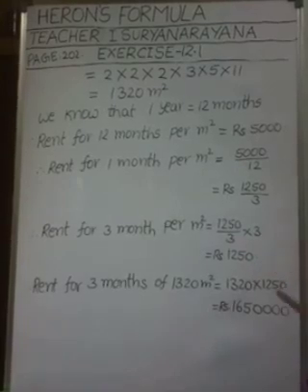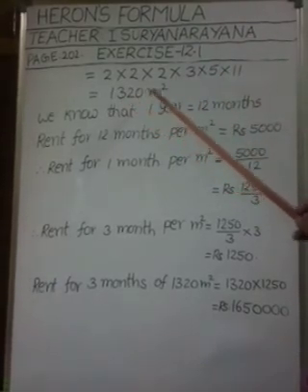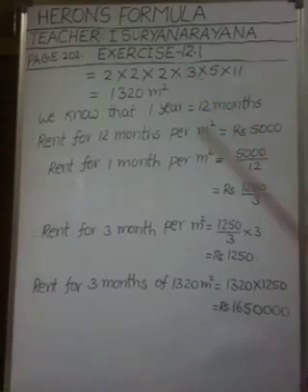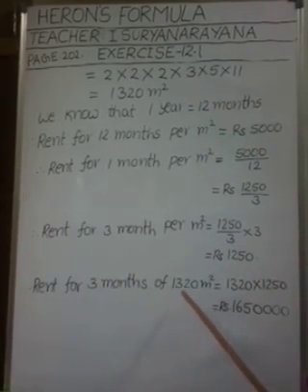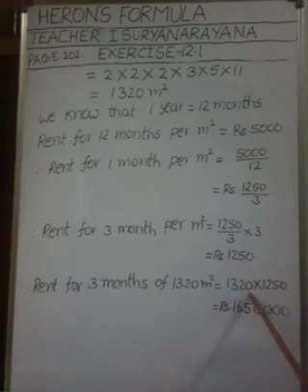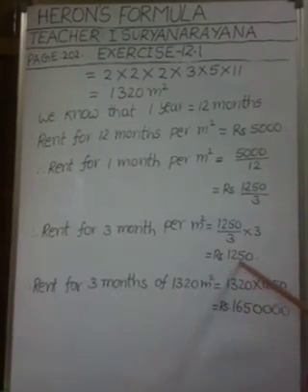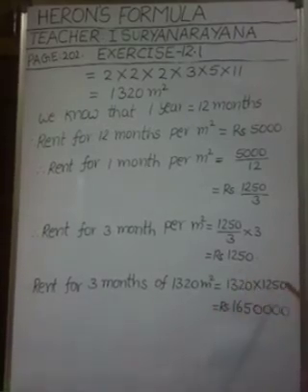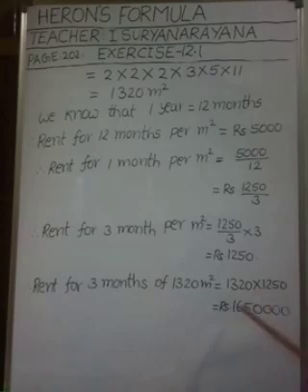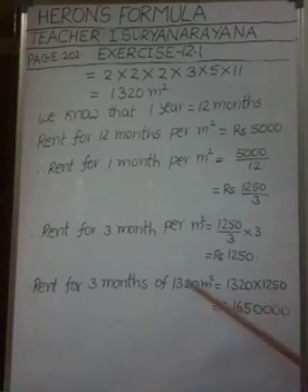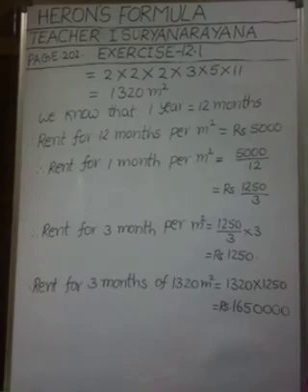Understood, my children? Right. Now, how many meter squares of area is the wall? 1320 meter squares of area. So the rent for 3 months of 1320 meter square is equal to 1320 into, what is the rent for 3 months? 1250. Understood this step, my children? Right. By multiplying these two numbers, we get 16,50,000 rupees. This is the rent for 3 months of 1320 meter square. Understood this question, my dear children? Right.